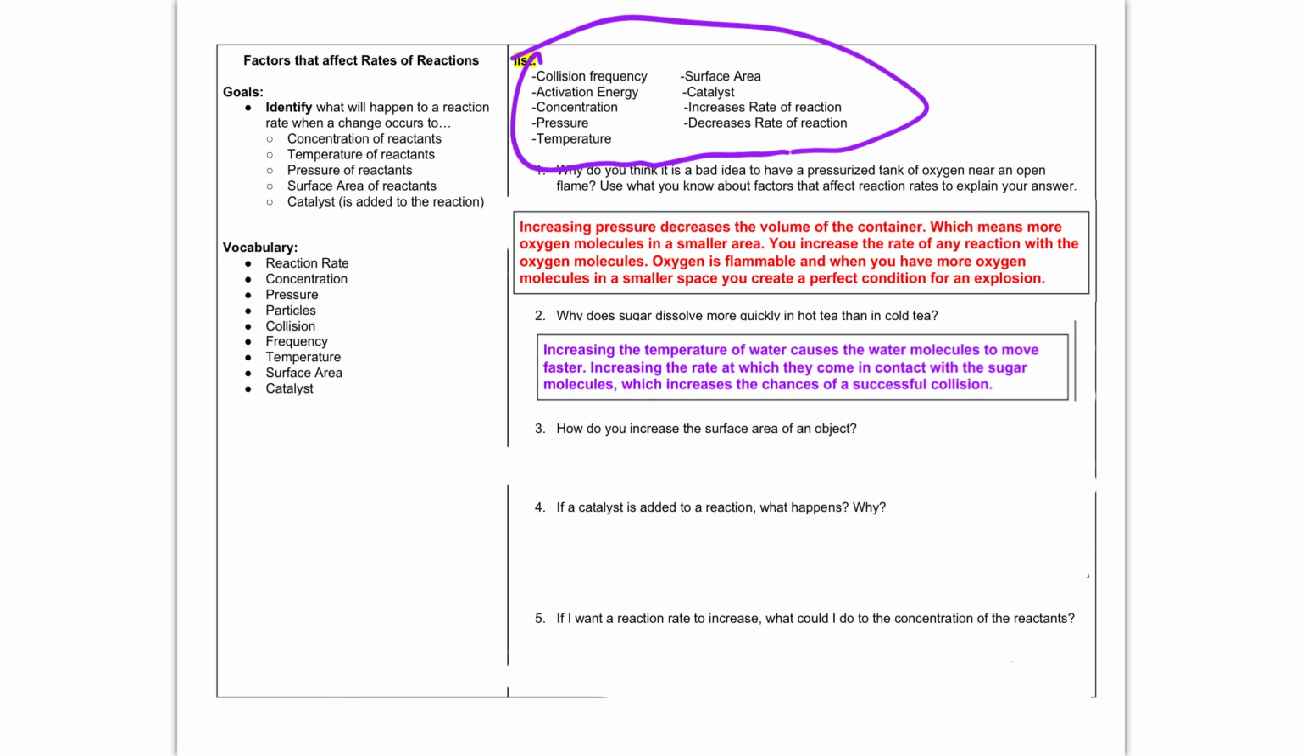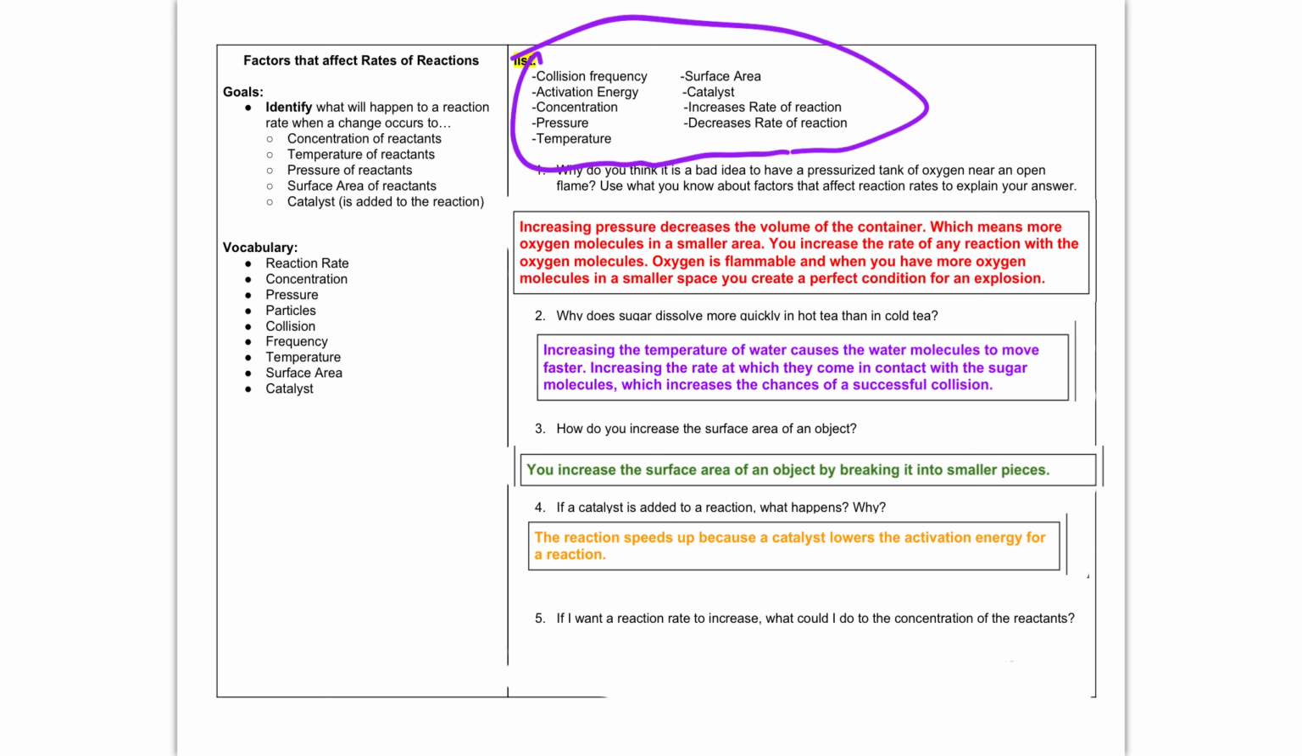And the answer is increasing the temperature of the water causes the water molecules to move faster, increasing the rate at which they come into contact with the molecules, which increases the chances of a successful collision. The next question is, how do you increase the surface area of an object? You increase the surface area of an object by breaking it into smaller pieces. If a catalyst is added to the reaction, what happens and why? The reaction speeds up because a catalyst lowers the activation energy for a reaction. So it makes the reaction easier to happen.